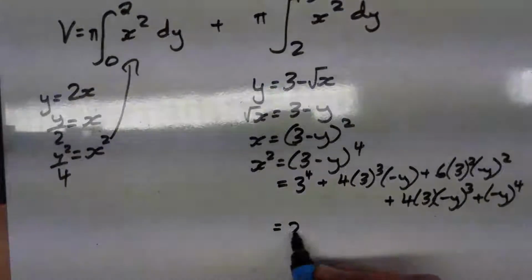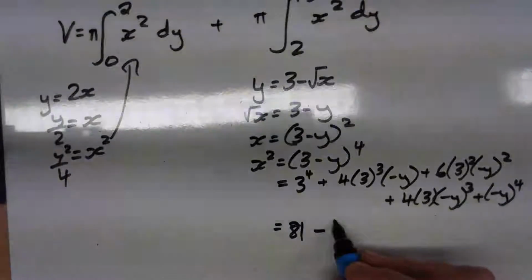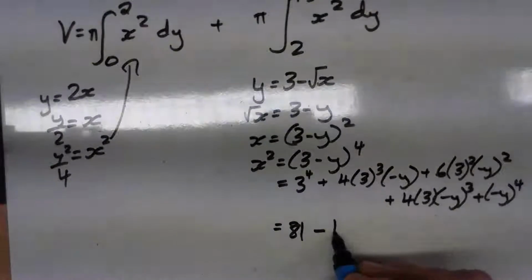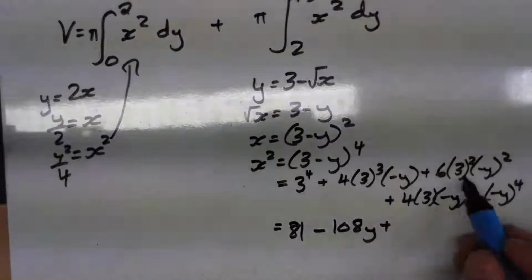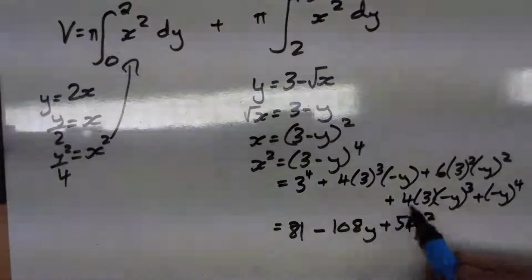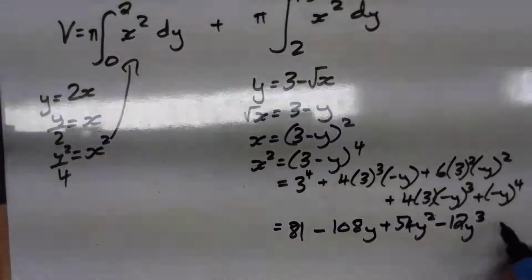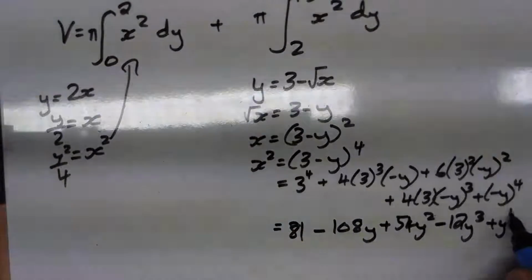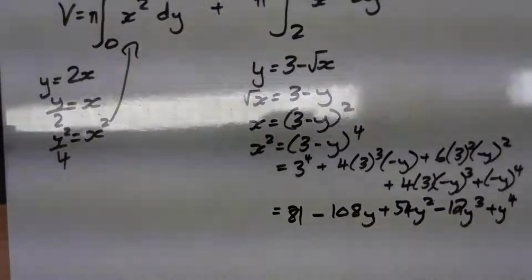That makes 81. Then I've got minus 27 times 4, which is 108y. This one here is plus, and that's just 9 times 6, so that's 54y squared. Here I've got another minus, so minus 12y cubed, and on the end we've got a plus y to the power of 4.